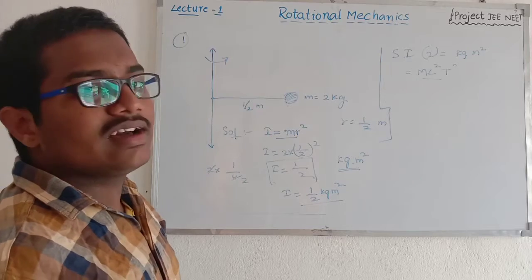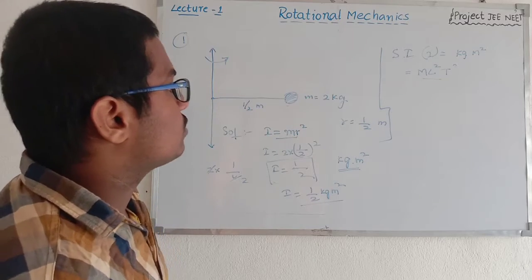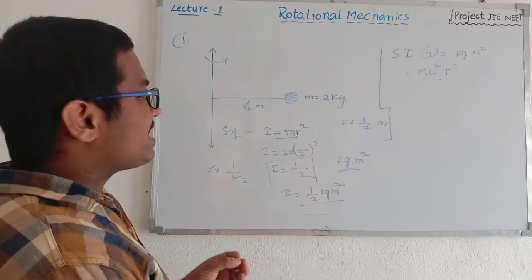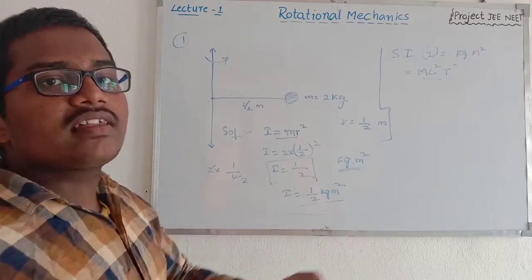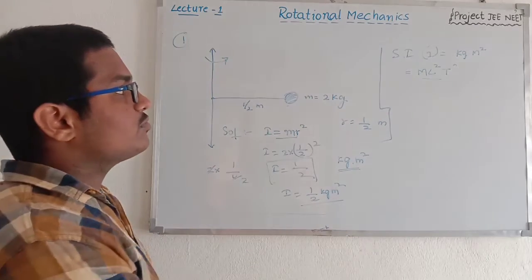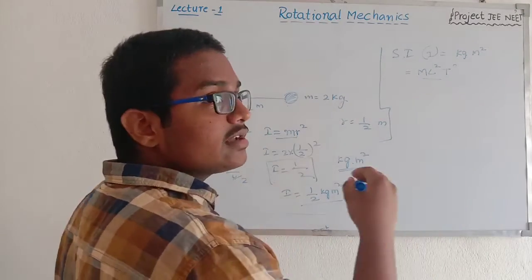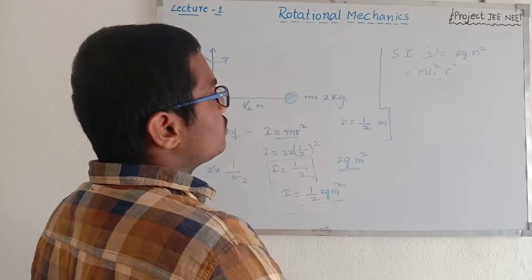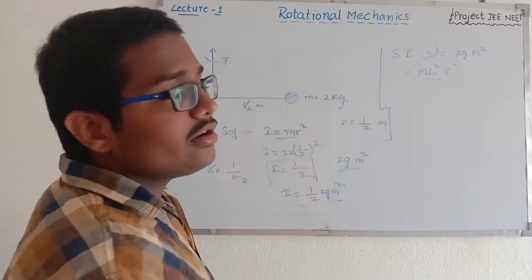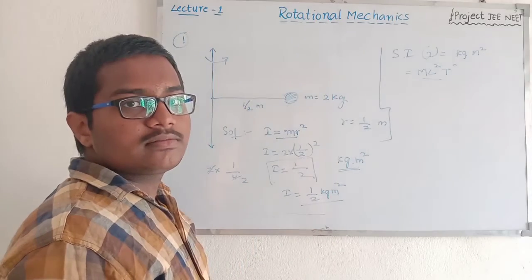So let's go to another example. Please note the solution here. This is the first basic example. In the further cases, we will be going to more complex cases. We will be dealing with more conceptual and complex cases as well. So this is the first type of basic problem which is given on moment of inertia.